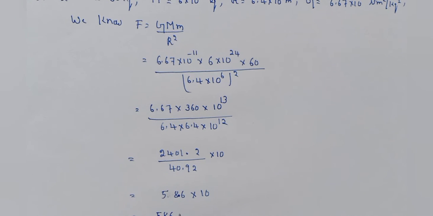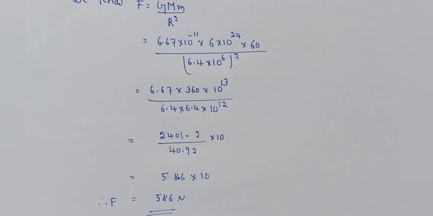Next, 58.6 into 10 is equal to 586 Newton. Therefore, the force of gravity acting on our friend of mass 60 kg is 586 Newton.